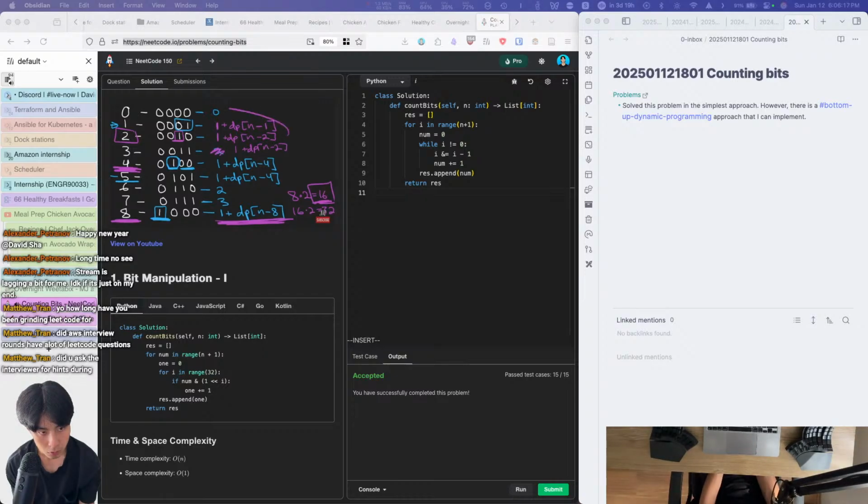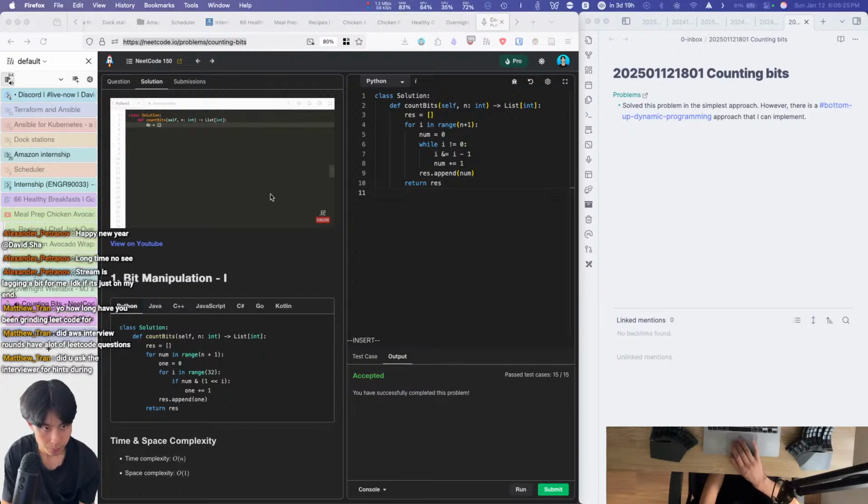And once you know this idea, it's not super intuitive until you actually kind of draw it out. But once you do, the code is actually pretty easy to write. Let me show you how. So our DP array is going to be initialized to all zeros.